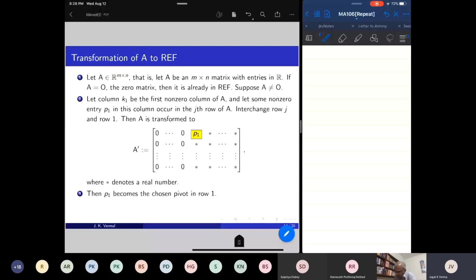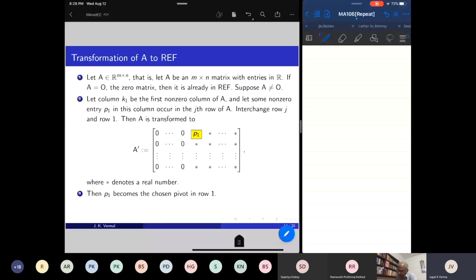I interchanged the jth row with the first row. So then this P1 becomes the pivot, the first pivot in the first row. It's a pivotal entry. So now we repeat this process. P1 becomes the chosen pivot in row 1. I forget row 1 now.